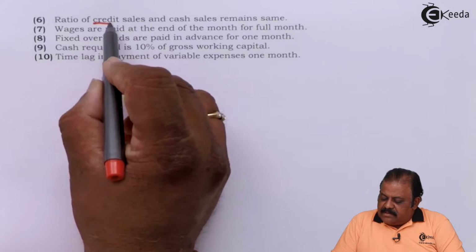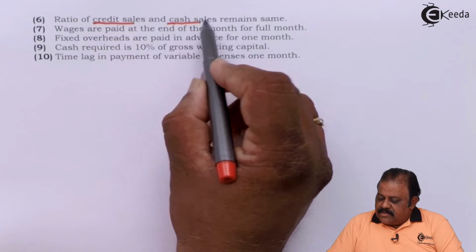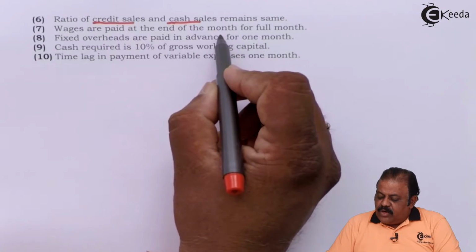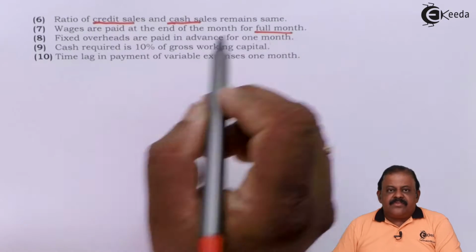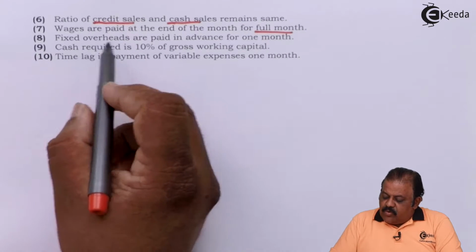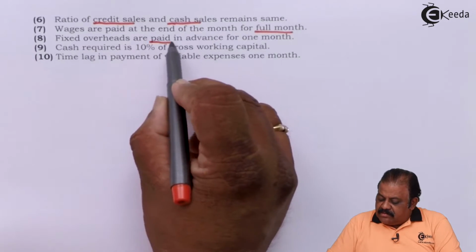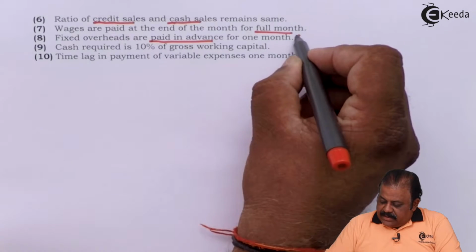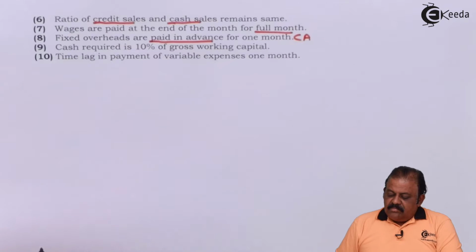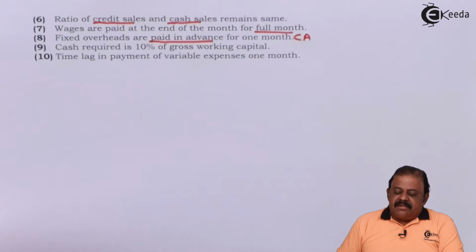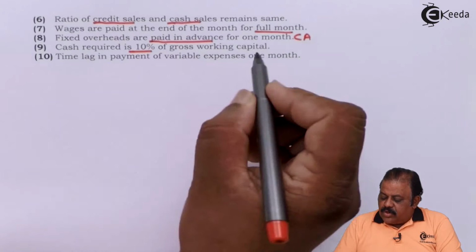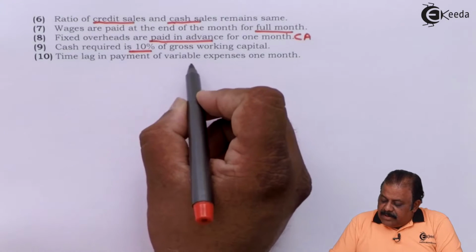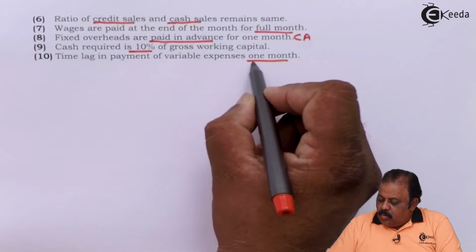Ratio of credit sales and cash sales will remain same. Wages are paid at the end of the month for full month. Fixed overheads are paid in advance for 1 month. This will become current asset. Cash required is 10% of gross working capital. Time lag in payment of variable expenses is 1 month.